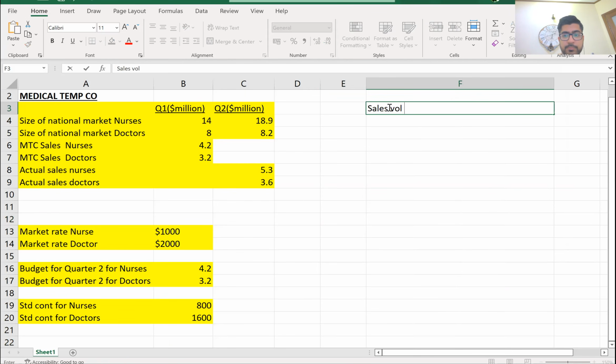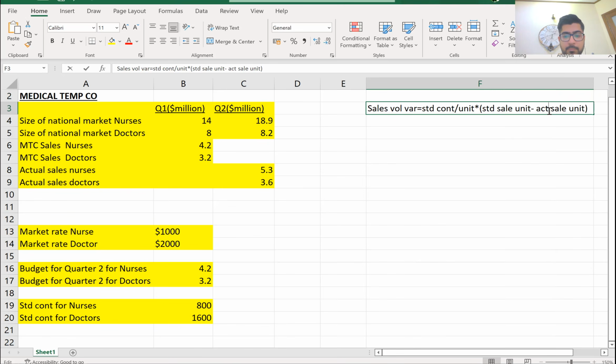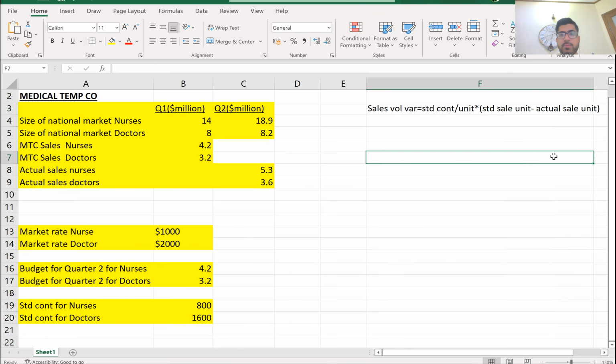So you might have learned in your studies that the formula of sales volume variance is standard contribution per unit into standard sale units minus actual sale units, right? This is what the formula of sales volume variance used to be, even in our previous studies. Sales volume variance is standard contribution per unit into standard sales units minus actual sales units, right?